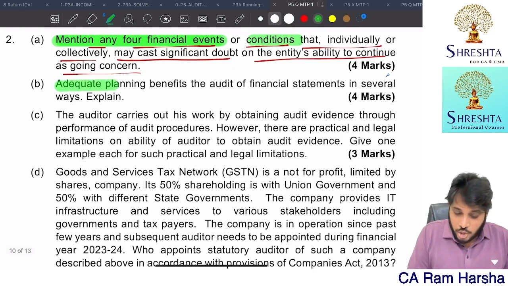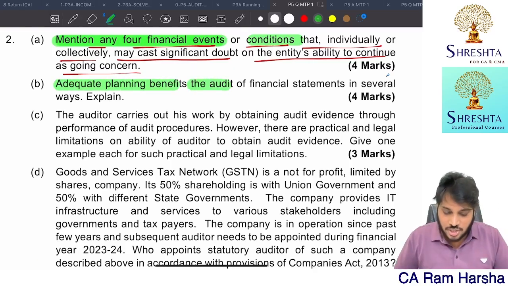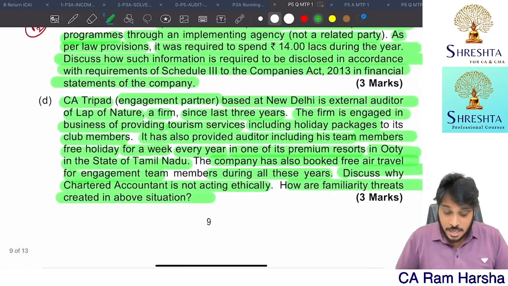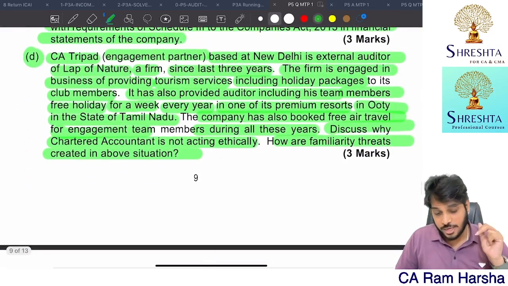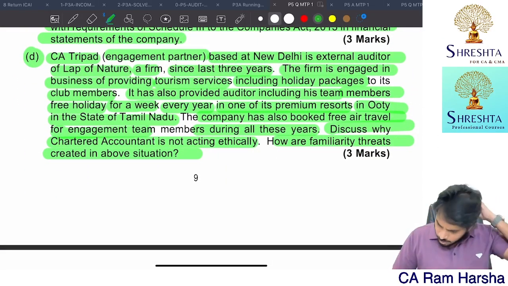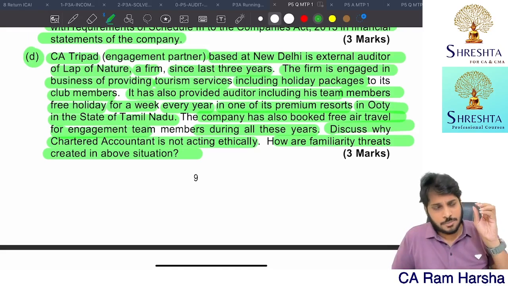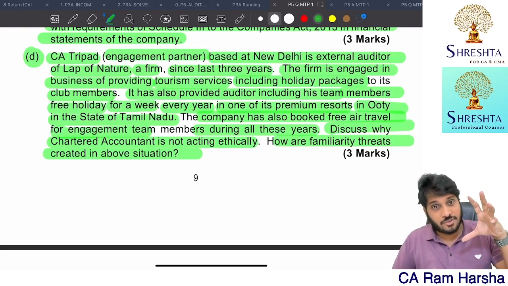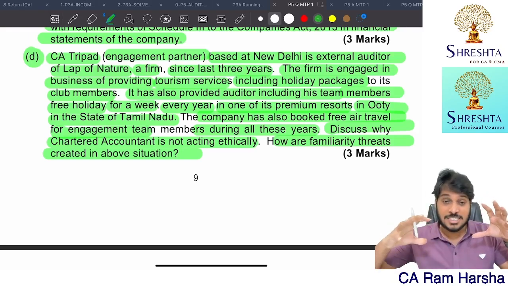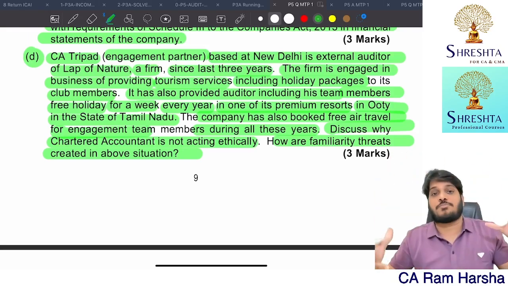Next. Adequate planning benefits the audit. Actually, there is not much of a big deal here. For 1D, I think presentation is required. How you can present is, you can write like this, relevant provision, or you can use a side heading. The first paragraph you always dedicate to explaining the concerned theory part, concept part.